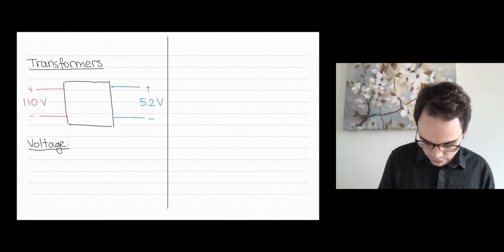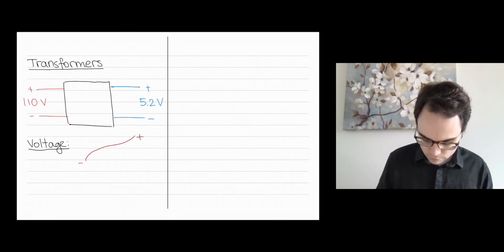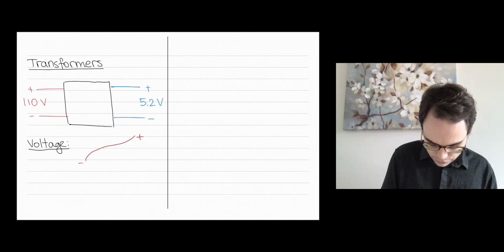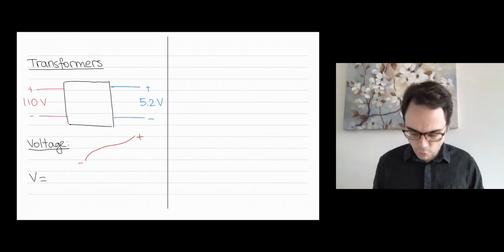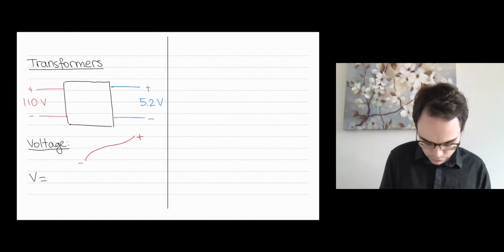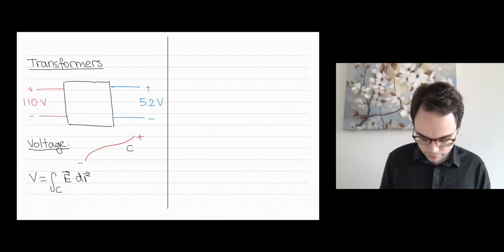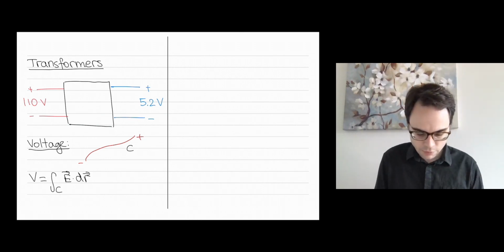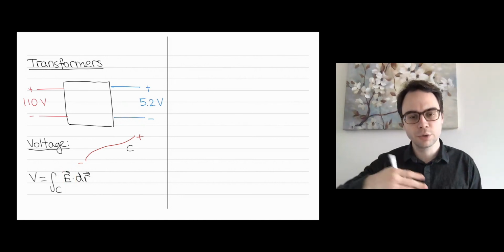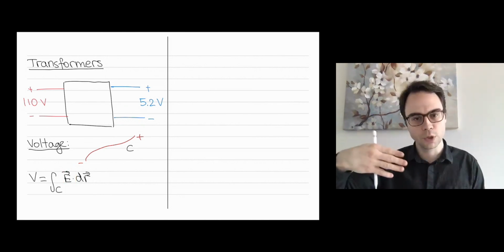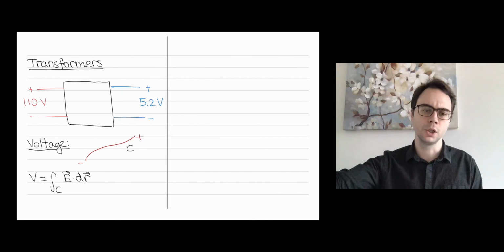Let me draw that. Let's say I have a wire over here, right? So the voltage V between the two ends of the wire is just the integral over the wire, I'll call it C, of the electric field dot dr. So if we were integrating force along a curve, we would get the work done by that force along a curve.